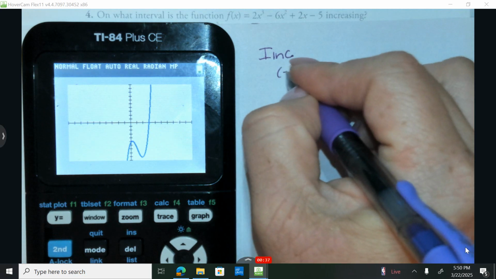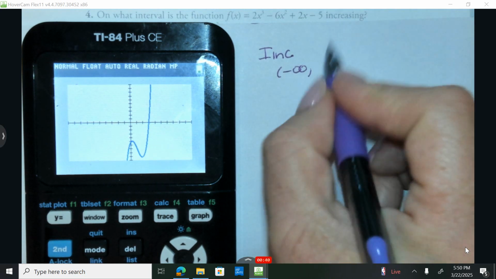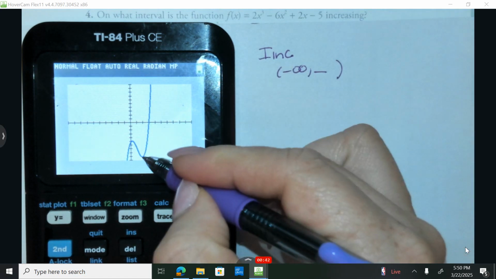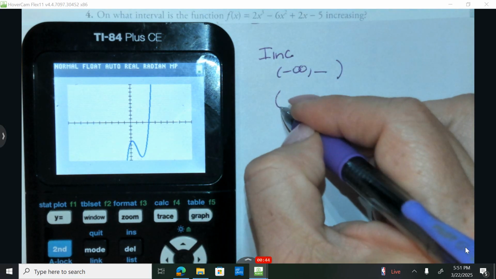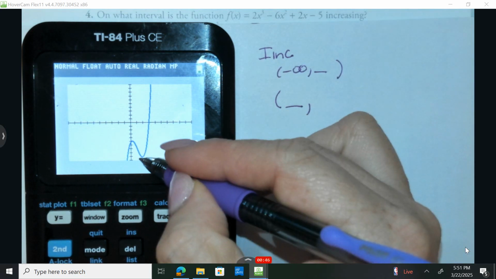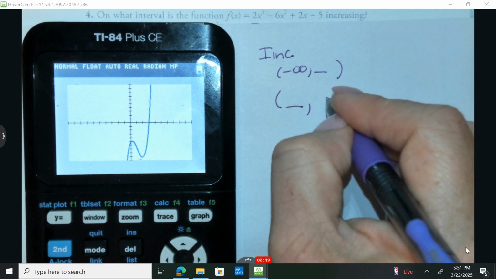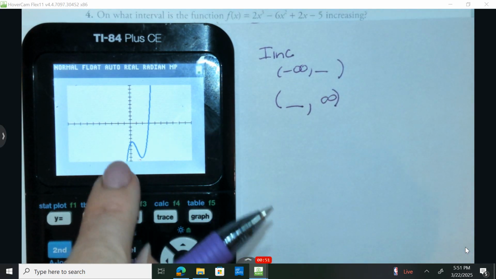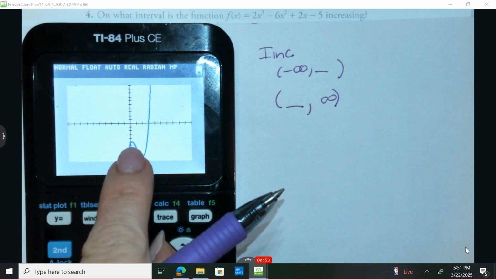So it's increasing as it comes from the far left, and it's increasing all the way up to some value. And then at this turning point, it starts to decrease. I need to figure out what this local minimum is. And then as we move to the right, it continues to increase. Let's first start by figuring out what this local maximum is.